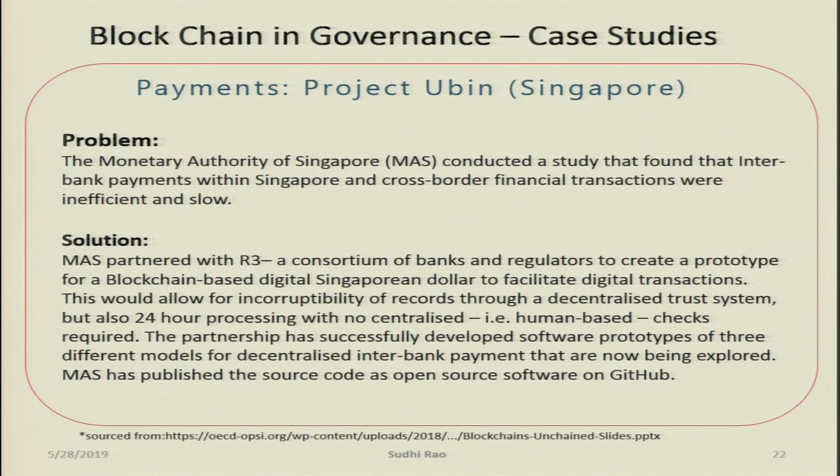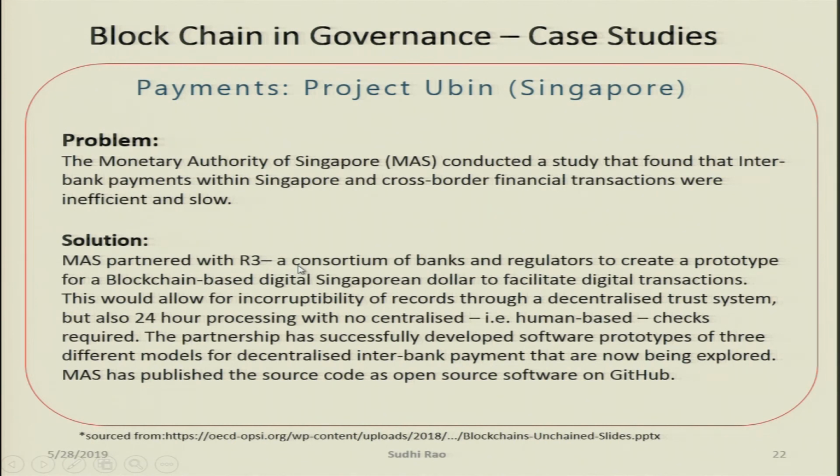Blockchain in governance case study: a payment project called UBIN. The Monetary Authority of Singapore conducted a study that found that interbank payments within Singapore and cross-border financial transactions were inefficient and slow. It is in fintech, except that I have included it here because it is a public sector organization, the Monetary Authority. They implemented this blockchain. And one more reason why I included it is that here the blockchain is built on R3.